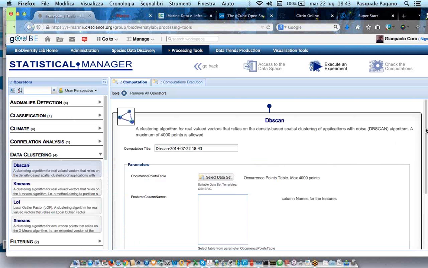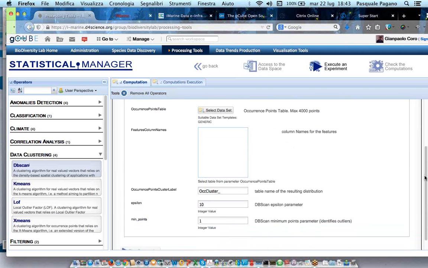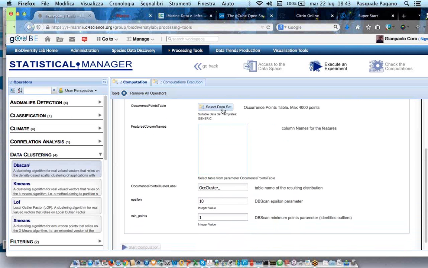This is the interface to set up the experiment, to feed the experiment with the input parameters, and to execute the experiment. The interface is self-maintained because it is automatically generated by reading the inputs and the outputs of the algorithms.